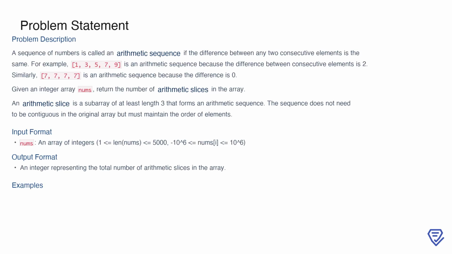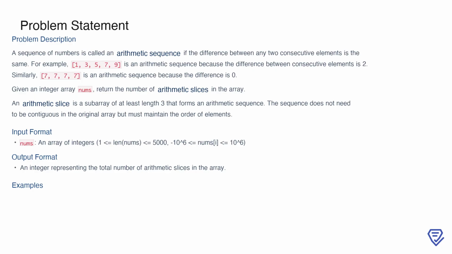In this problem, we are working with sequences of numbers and identifying a special type of subarray called an arithmetic slice. First, let's understand what an arithmetic sequence is. A sequence is considered arithmetic if the difference between any two consecutive elements remains constant. For example, in the sequence 1, 3, 5, 7, 9, the difference between consecutive elements is always 2, so it's arithmetic. Similarly, the sequence 7, 7, 7, 7 is also arithmetic because the difference is consistently 0.